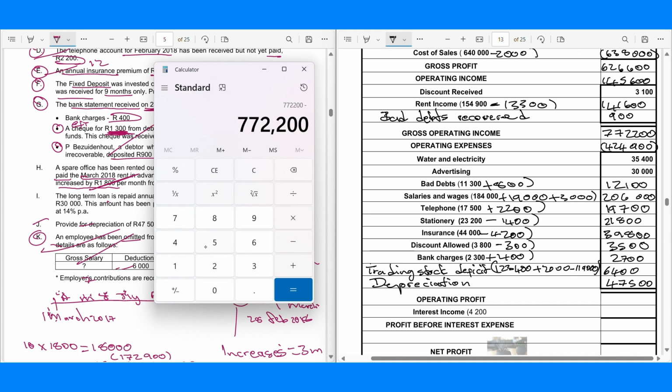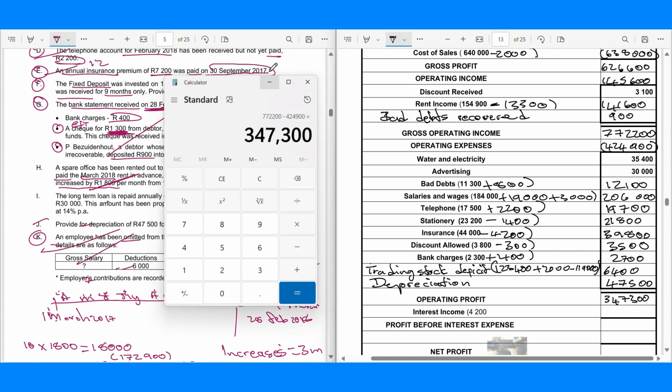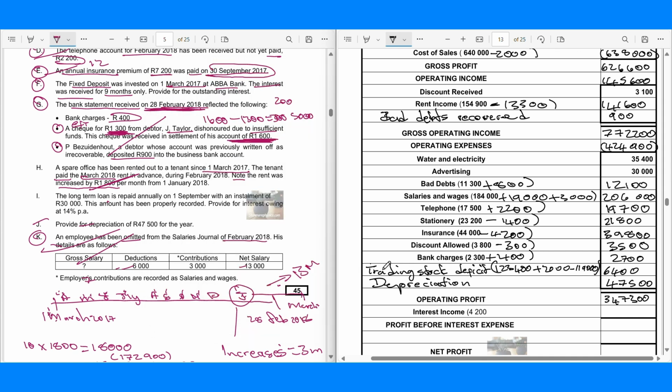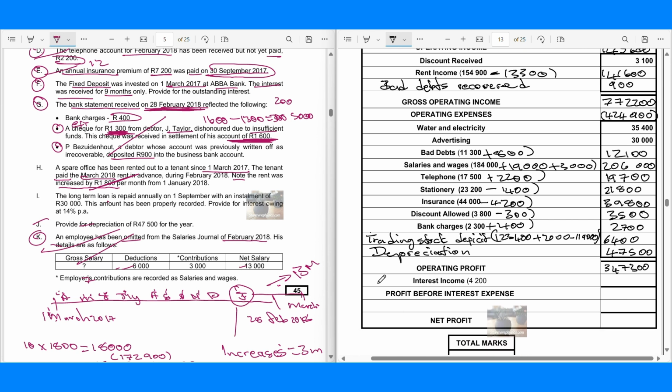772,200 minus 424,900. So we are going to get 47,300. Voila. So now we need to calculate what. Here we are going to have what you call profit interest expenses, which is loan.